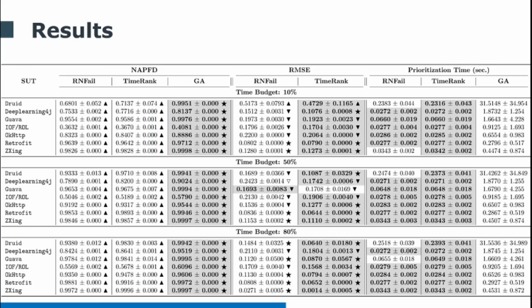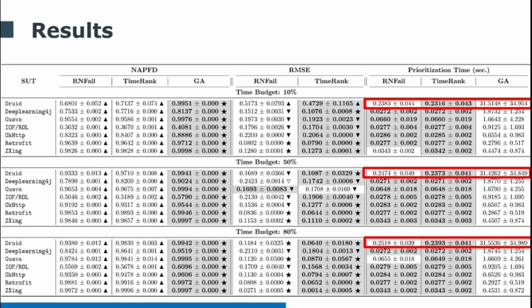In summary, regarding NAPFD values, GA outperforms COLEMAN in all systems in all time budgets with a large magnitude and statistical difference. Concerning RMSE values, time rank has the best values, in most cases with statistical difference. And regarding prioritization time, we observe in all systems a relevant difference between genetic algorithm and COLEMAN execution time, mainly in the Druid system. As expected, COLEMAN is much faster than GA.